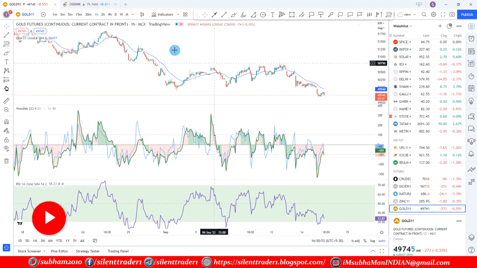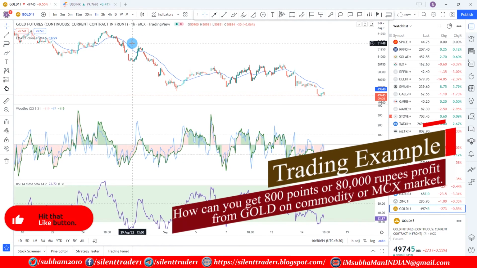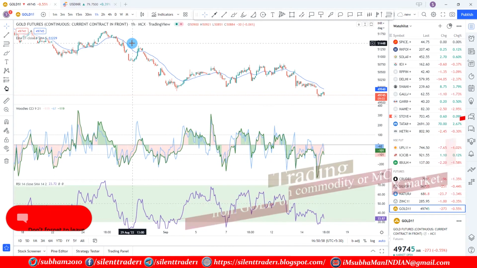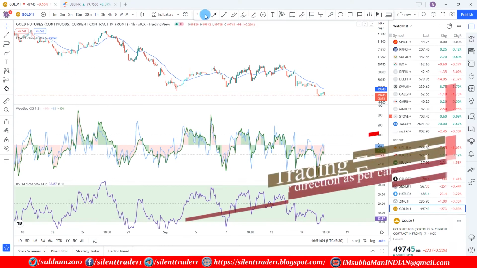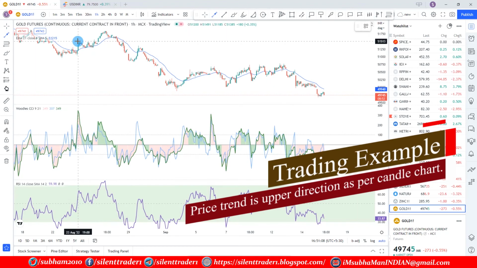How can you get 800 points or 80,000 rupees profit from gold on the commodity or MCX market? This is a simple and very easy trick which I show you in this video. Here you can see the gold chart, and I am using the 1 hour time frame for trading. Price trend is in the upper direction as per the candle chart.